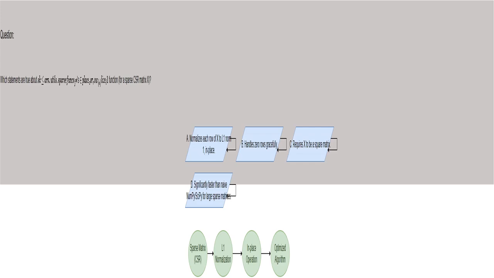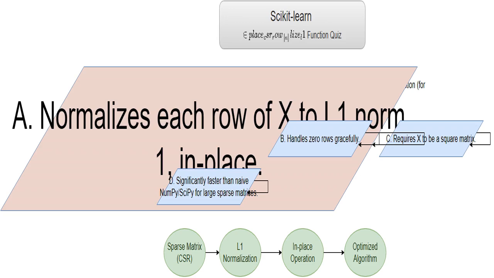We're being asked to evaluate the truth of several statements about how this function works. The function's name gives some clues, but to be certain, we need to examine the function's documentation or recall its behavior from previous experience. Statement A states that the function normalizes each row, making the sum of absolute values equal to 1, and does it directly on the input matrix "X" without creating a new copy. This statement matches the core purpose of the "in_place_csr_row_normalize_l1" function.